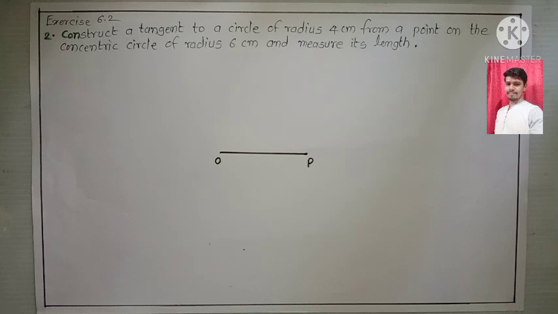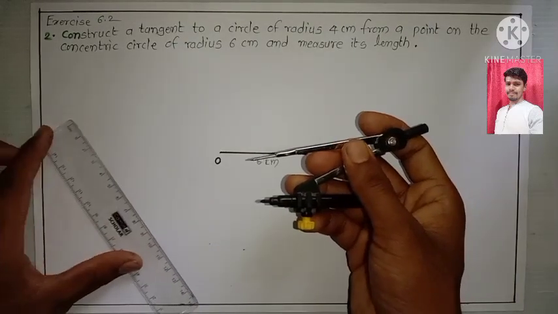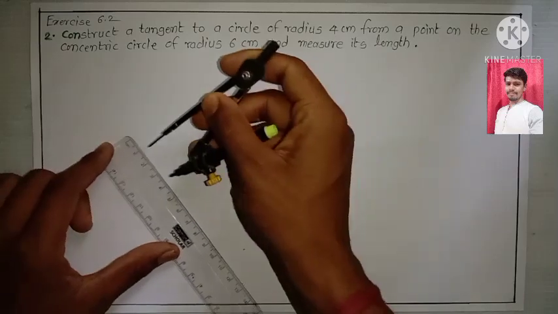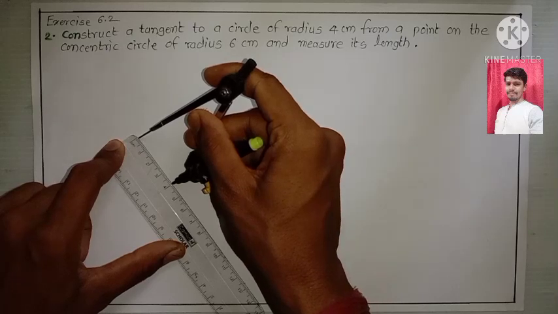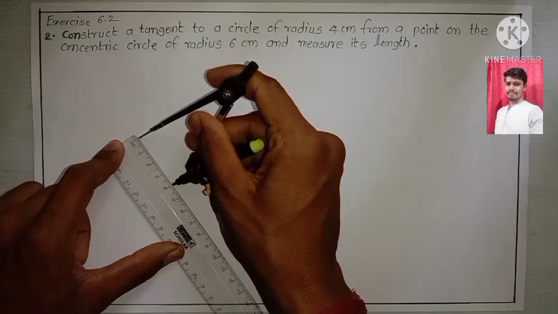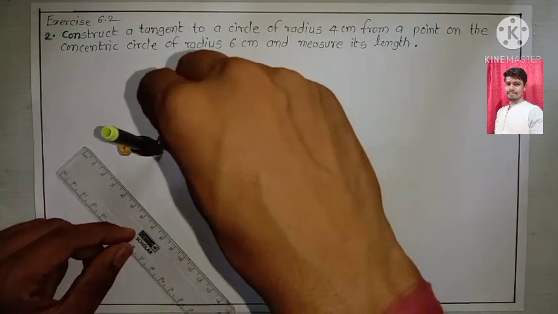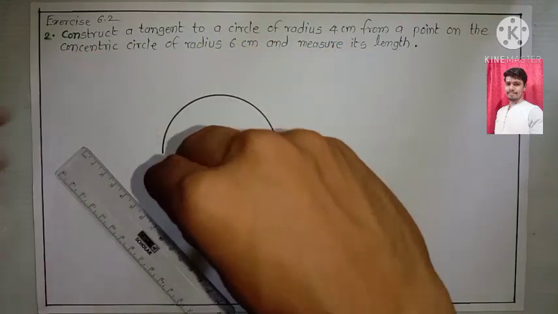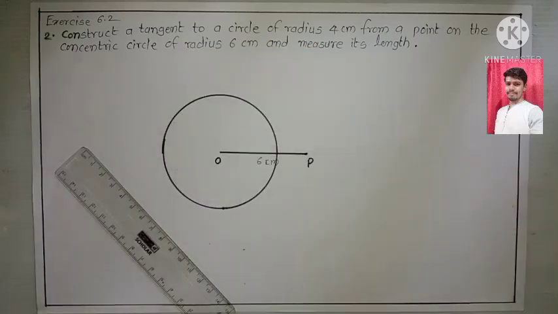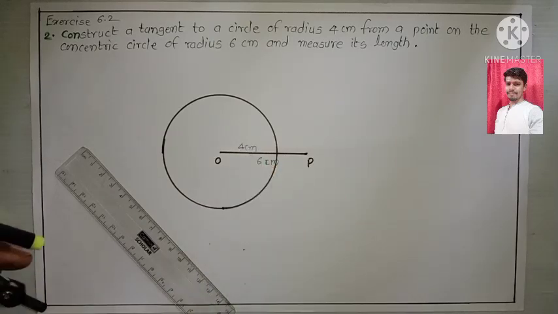Now step 2: take a compass. In the compass take a 4 cm distance, which we measure from the scale. Here we took the 4 cm distance in the compass, put the needle of the compass on center point O and draw one circle. This is the circle which has a 4 cm radius.